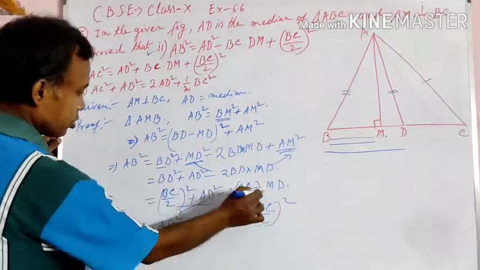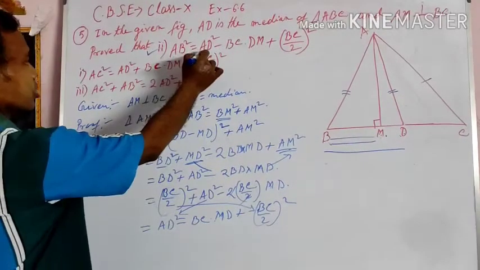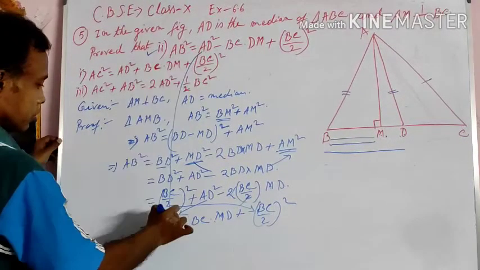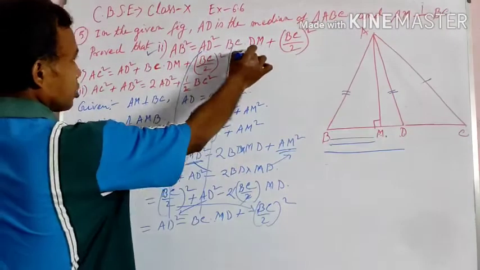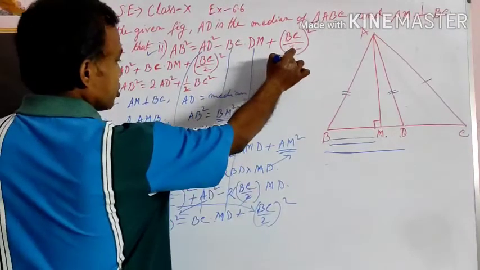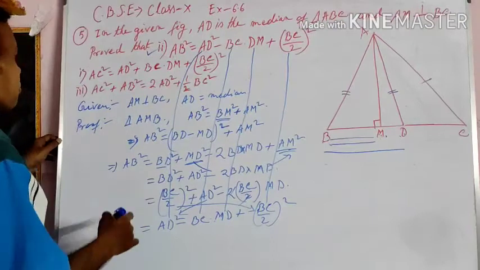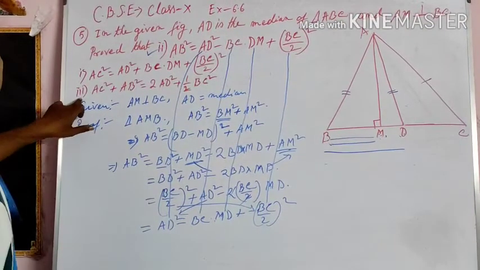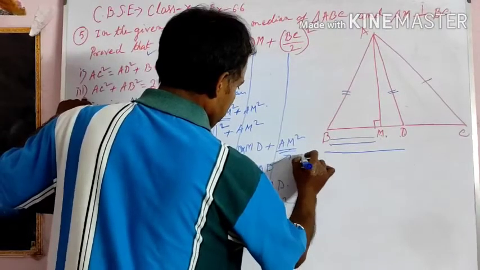This is your BC into MD. This is AD square, this is BC, this is your DM or MD. This is your (BC by 2) whole square. Proved. So question number 2 is now proved. Now question number 3.